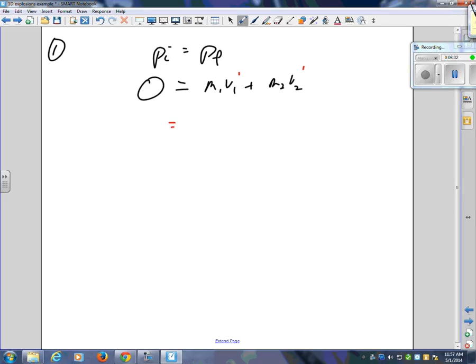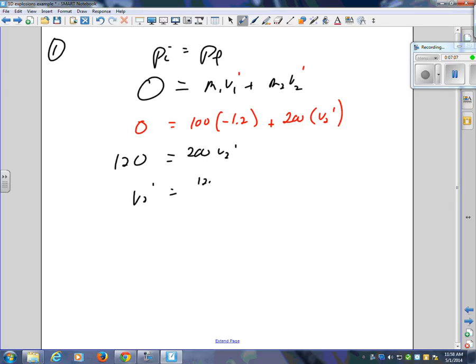The mass of one piece is 100, times negative 1.2, because it's going left at minus 1.2. And the mass of the next one is 200, and we're going to solve for V2 prime. I've really made this pretty simple for you, haven't I? Right, so I'm going to multiply and then take the left-hand side. So that's going to be minus 120. Take the other side, it's going to be 120. 200 V2 prime. V2 prime is 120 divided by 200.